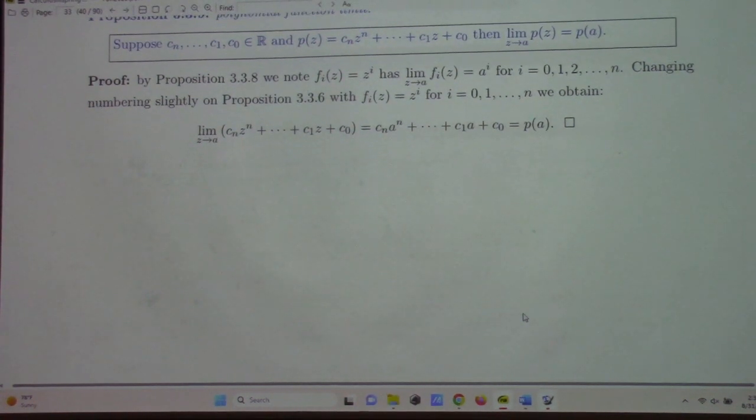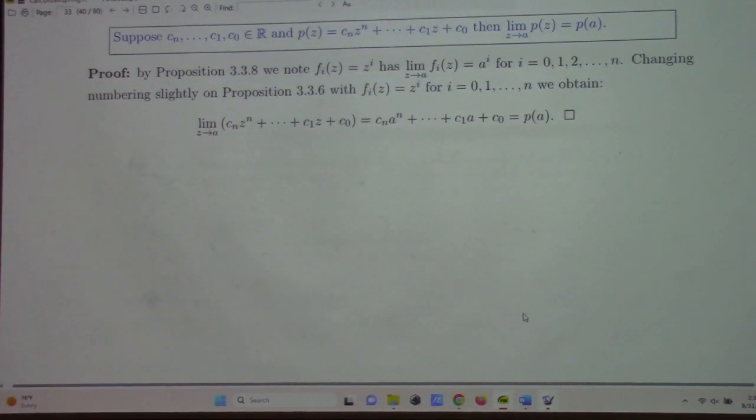So, listen, what does this theorem say in words? It says every complex polynomial is continuous. Where is it continuous? Every. On the whole complex plane. Polynomials are nice. All right?